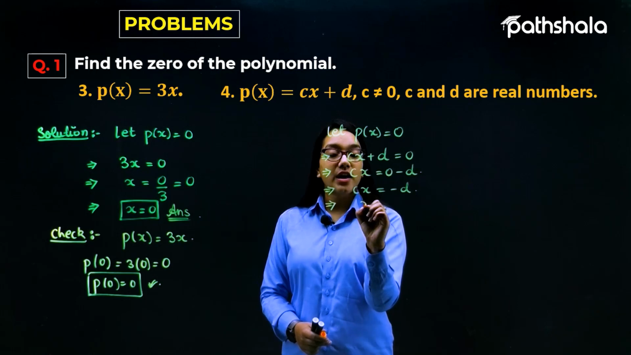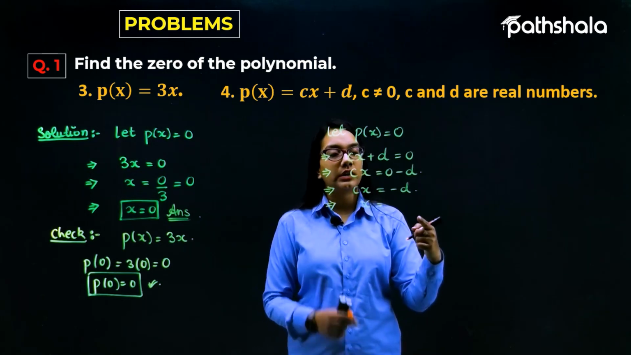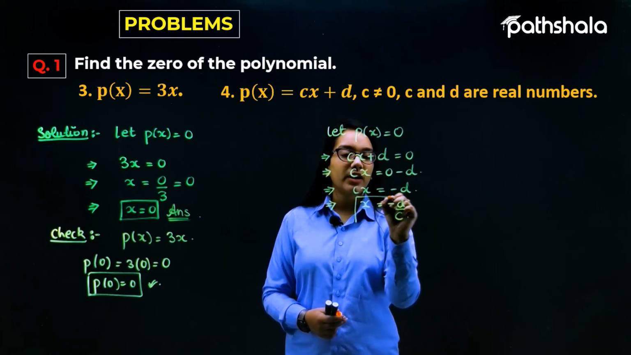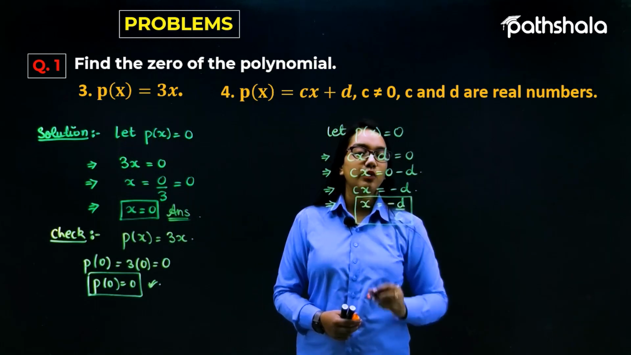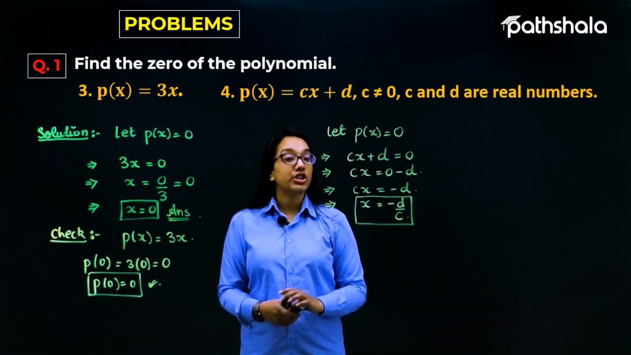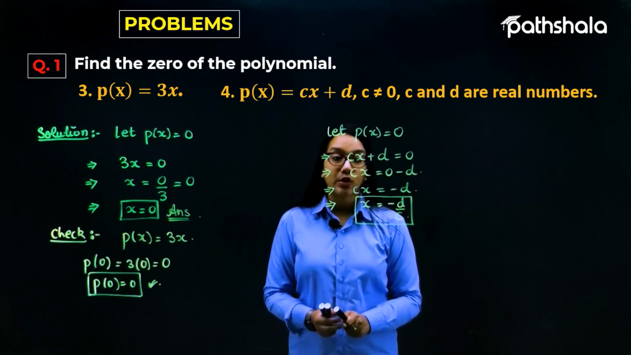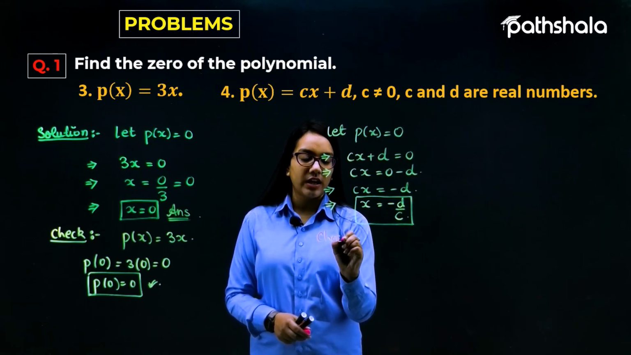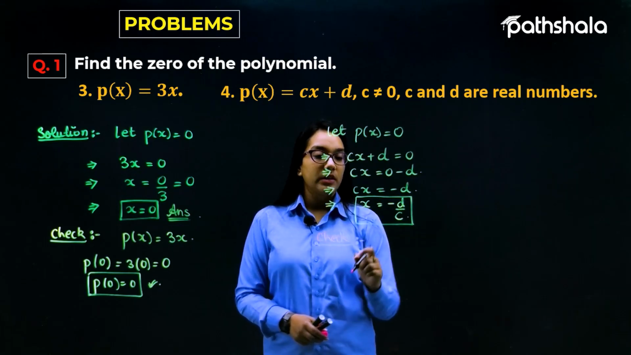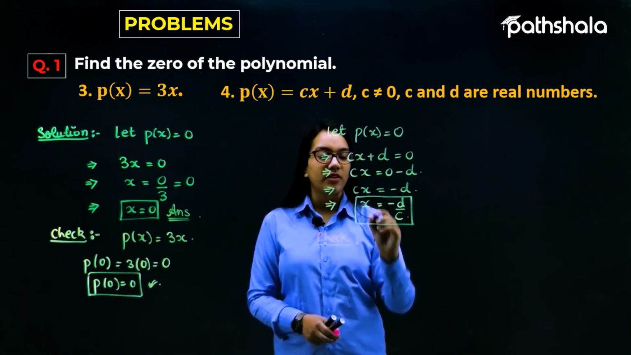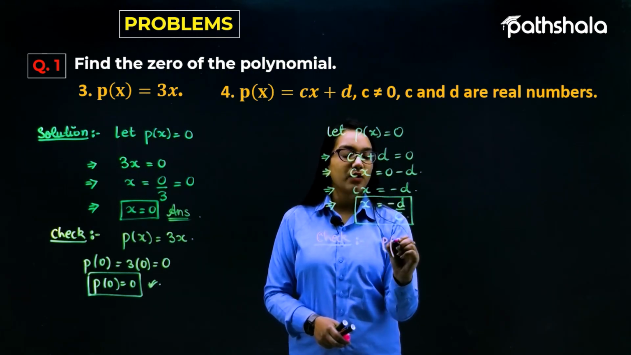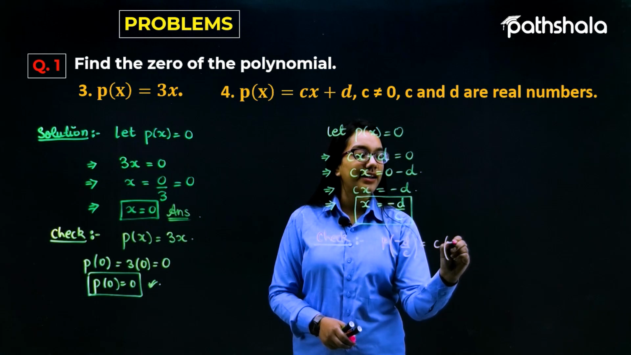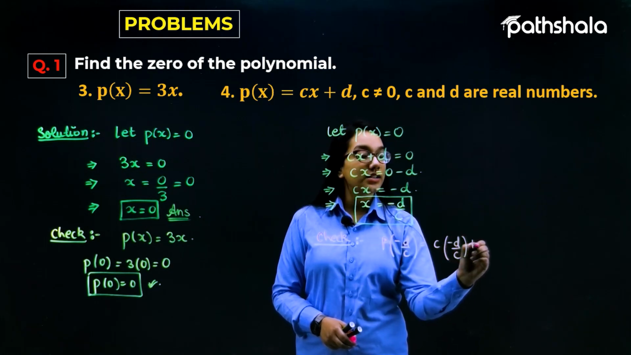Further, we transpose the value c to the right hand side, so it would be -d by c. So at the end, we are getting the answer x = -d/c. Again, we can check whether the solution is correct by substituting this value into the polynomial function. So substitute x = -d/c in the given function. It would be p(-d/c) = c times (-d/c) + d.